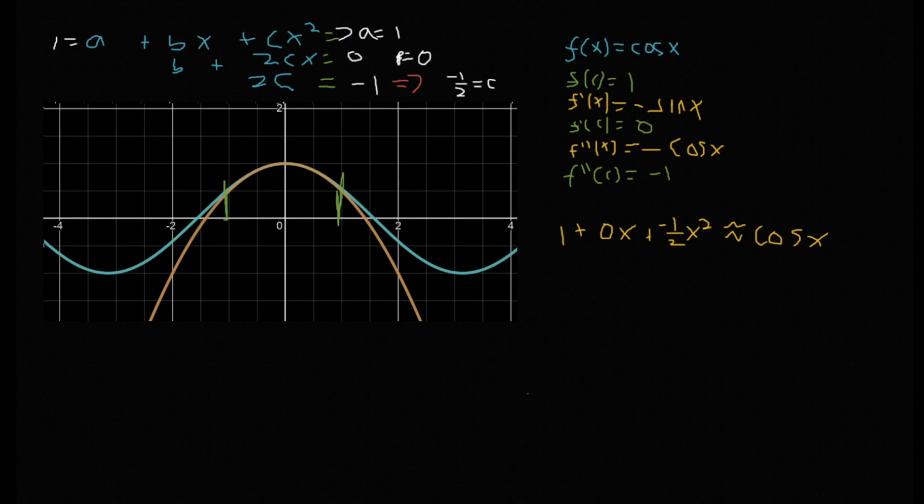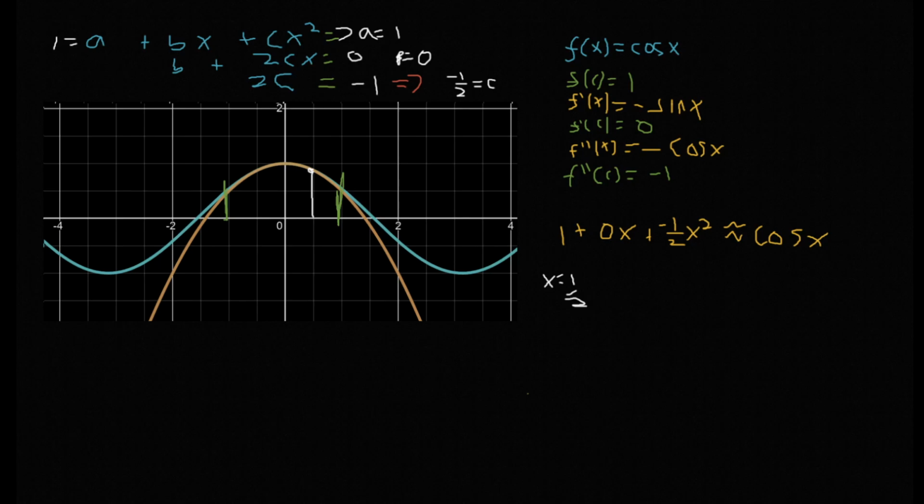To demonstrate how good this is, let's compute the value at x equal to 1/2. This is a Taylor series approximation for cosine x. This is what we did here, creating a Taylor series approximation for this function.